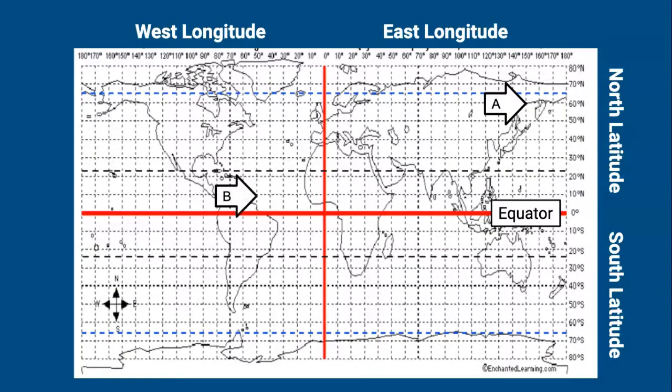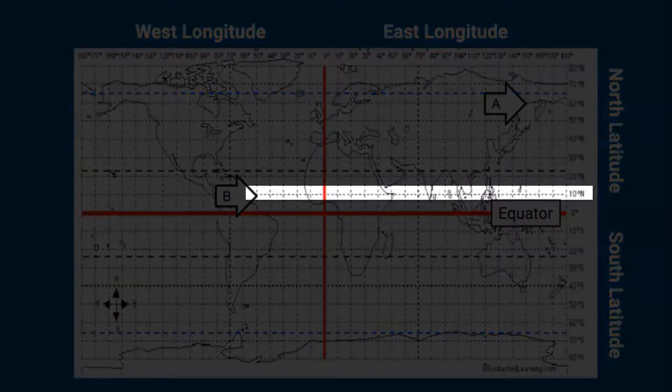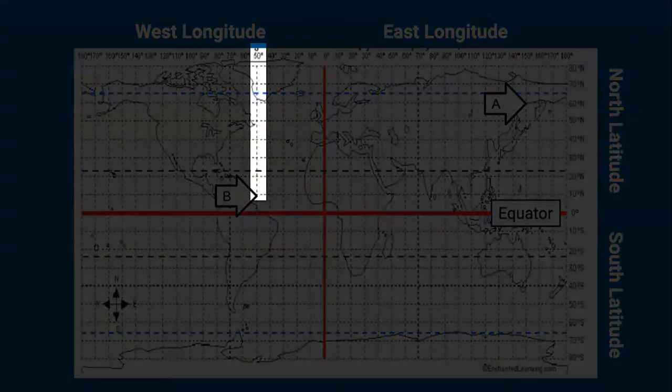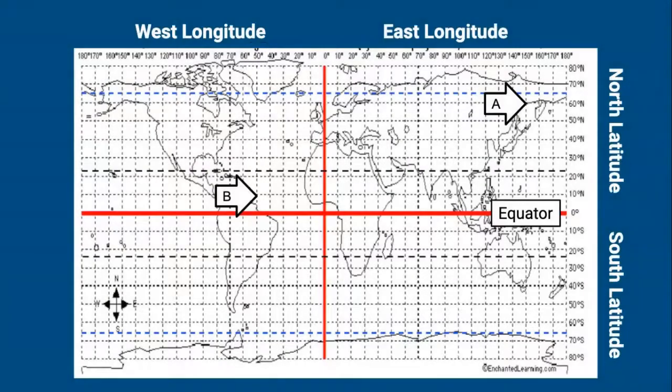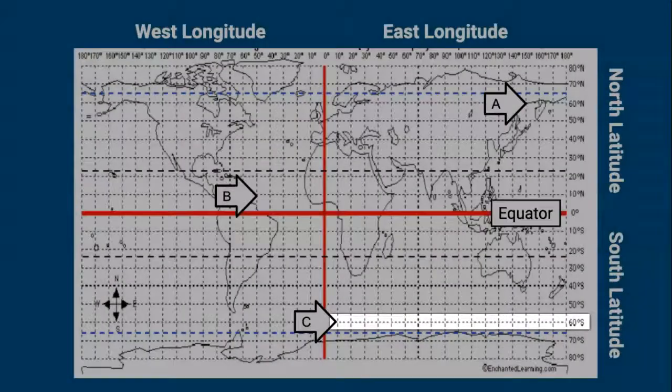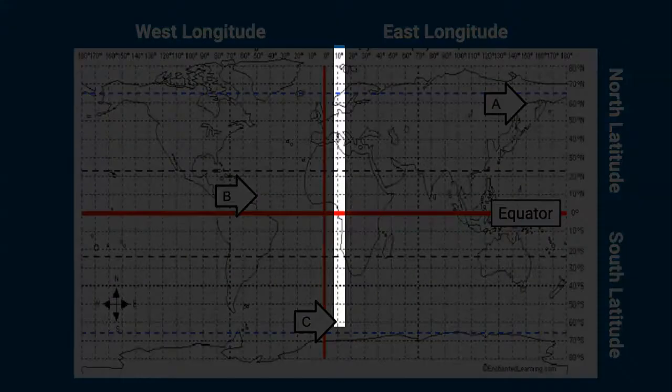Let's try location B. Here I can see that location B has a latitude of 10 degrees north and a longitude of 50 degrees west. Let's try C. Location C has a latitude of 60 degrees south by 10 degrees east.